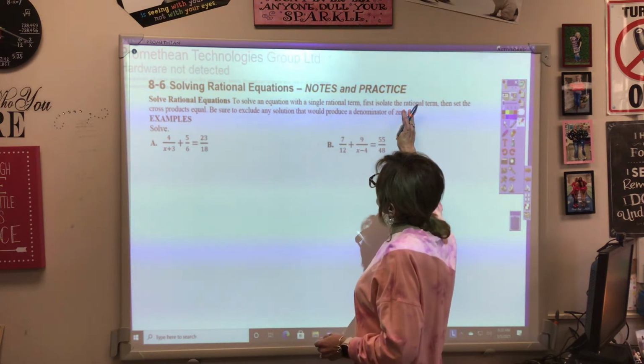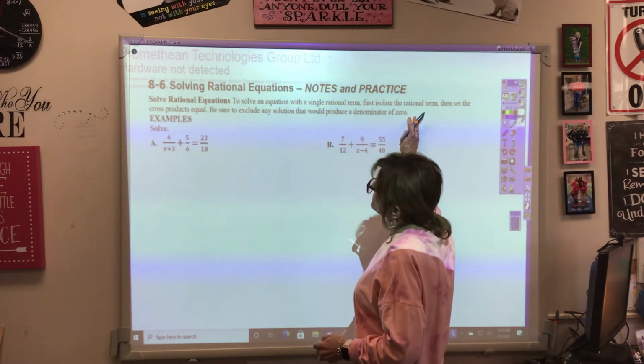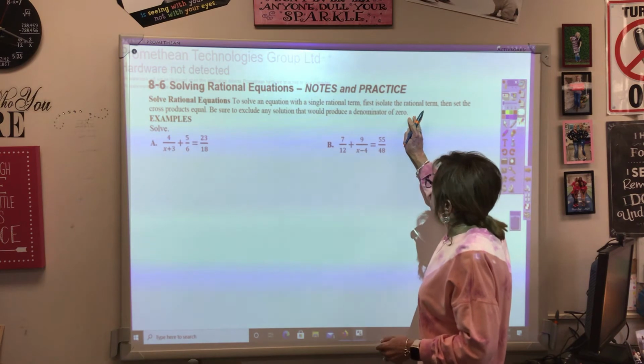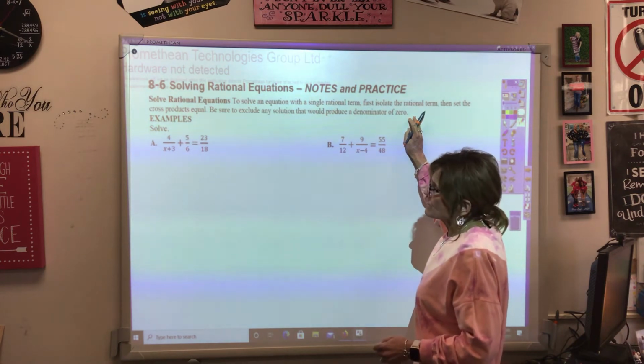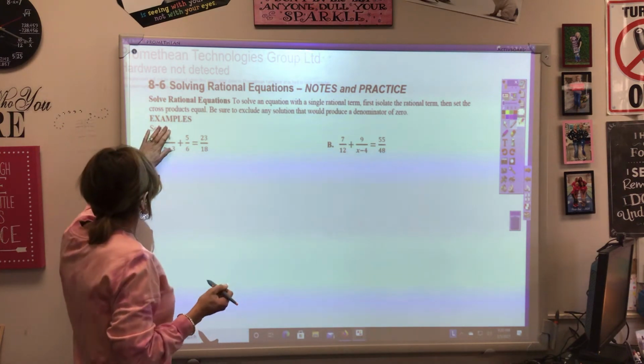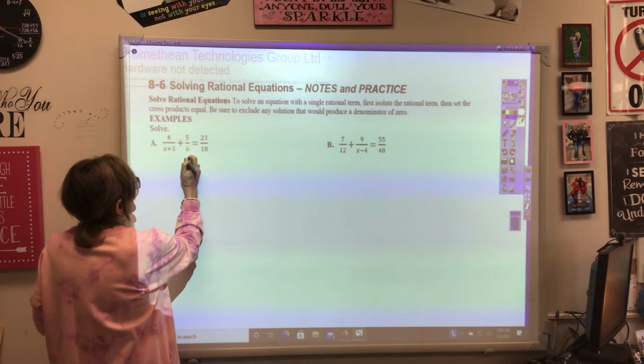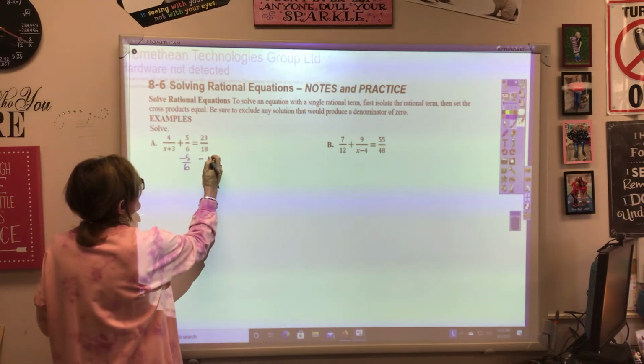Be sure to exclude any solution that would produce a denominator of 0. So the first thing that we're going to do is to get the 4 over x plus 3 by itself. So we're going to subtract 5/6 from both sides.